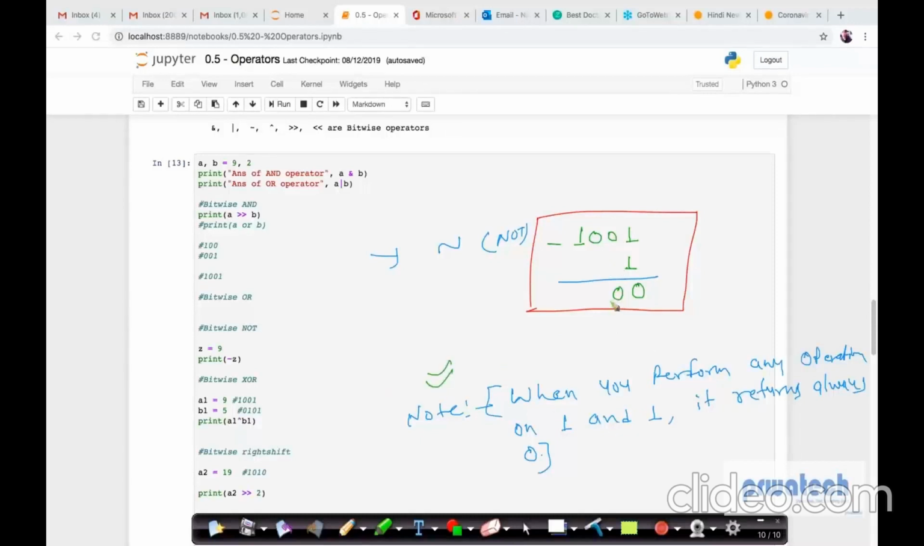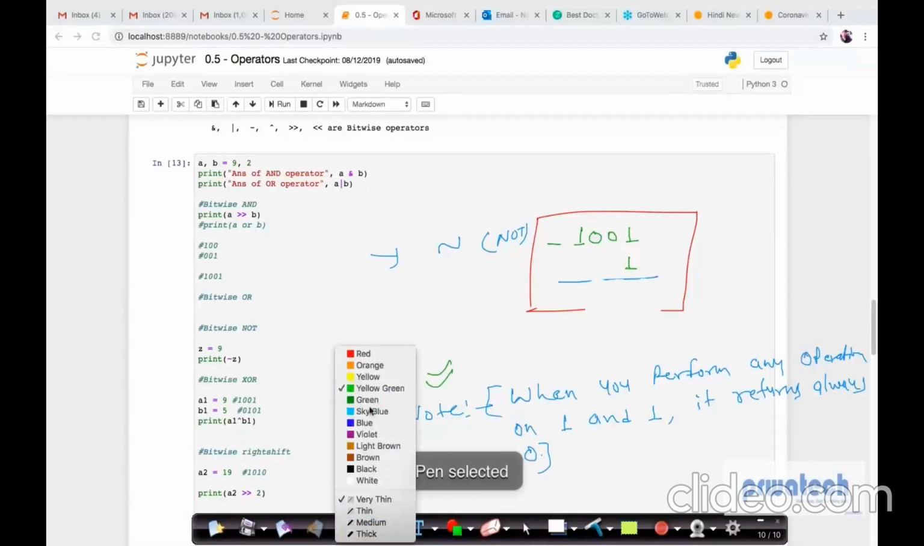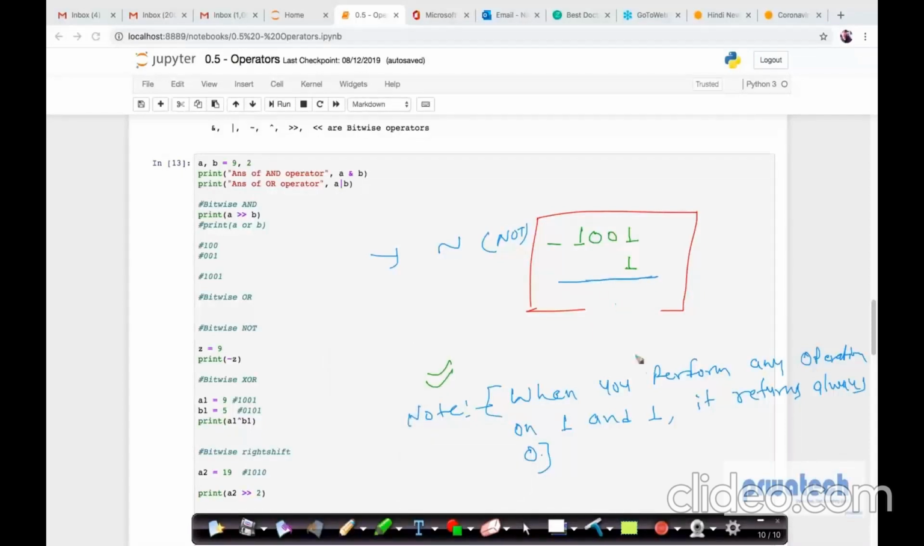0 and 0 is 0. 0 and 0 is 0. And one second, I think I just interchanged the OR operation answer. Just give me a few seconds, I'll correct it. This is 0, then 1. So yeah, right. Now this is good. But this is returning me 0.